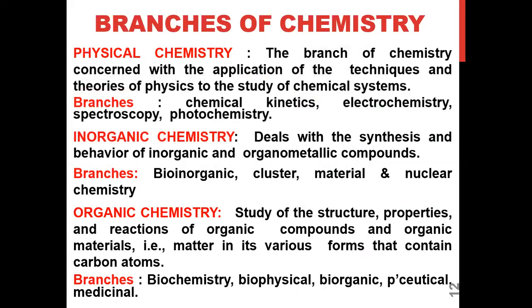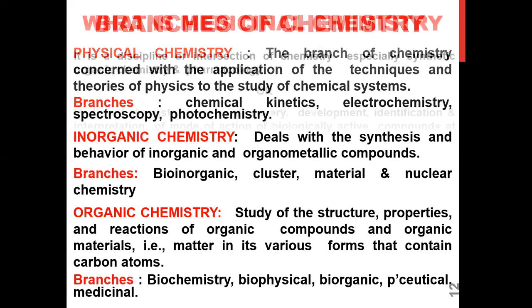So there are three branches into which we can bifurcate chemistry. One is physical, second is inorganic, and third is organic. Physical is the branch of chemistry concerned with the application of the techniques and theories of physics to study chemical systems: chemical kinetics, electrochemistry, spectroscopy, photochemistry. Inorganic deals with the synthesis and behavior of inorganic and organometallic compounds, and the branches are bioinorganic, cluster, material, and nuclear chemistry. Organic chemistry studies the structures, properties, and reactions of organic compounds and organic materials, and the allied branches are biochemistry, biophysics, bioorganic, and pharmaceutical medicinal chemistry.